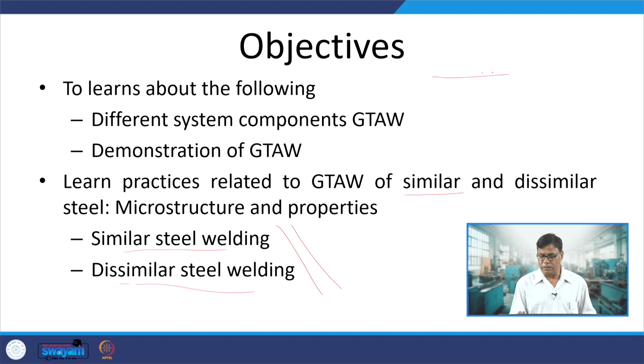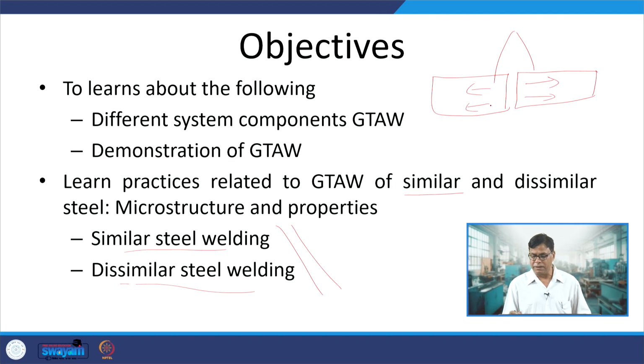These are two steel plates of similar steels. When the heat is supplied at the center, due to the similar thermal conductivity and other thermal properties and thermal expansion behavior, we get an almost symmetric weld joint because equal melting of the base metal on both the sides takes place.